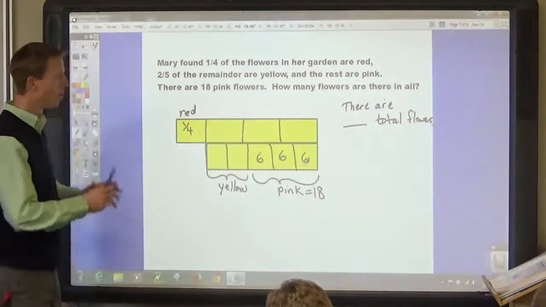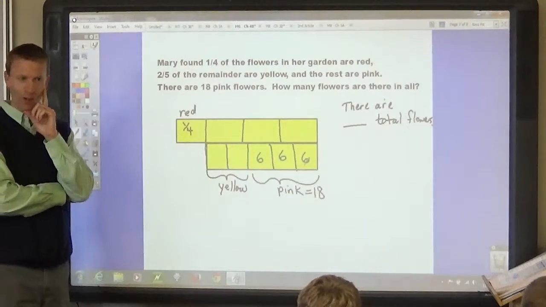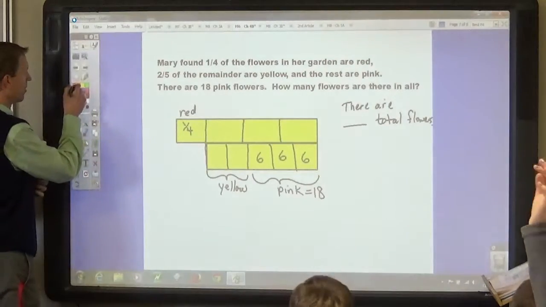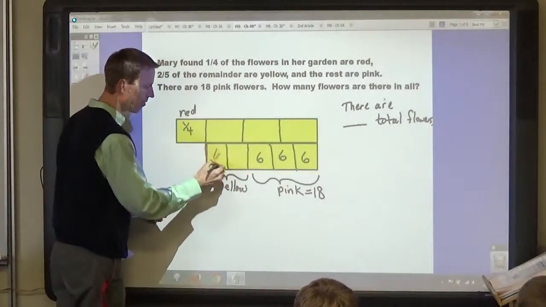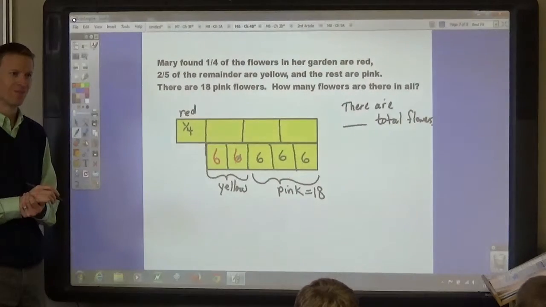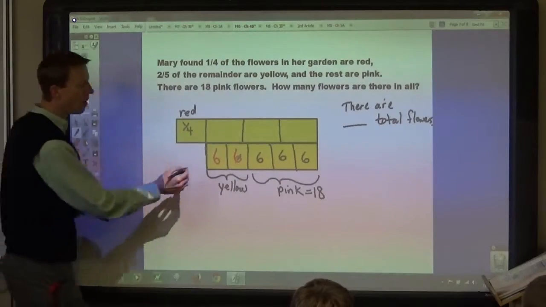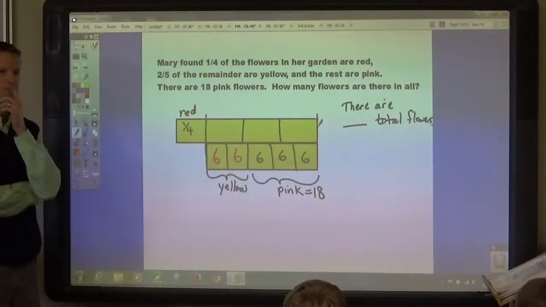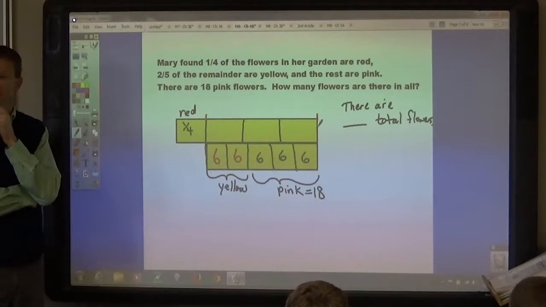Now, can you figure out how many total flowers there are? No. How many yellow ones would there be? Jordan? 12. Right? So how many are in this area? 30. Yeah.